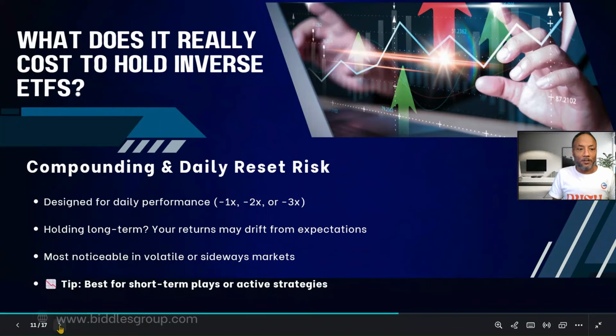So what does it really cost to hold inverse ETFs? Compounding and daily reset risk. They're designed for daily performance. So you can get 1 times performance, 2 times, or 3 times. They're not designed for holding long term. Your returns may drift from expectations, and I'll show you a chart where your returns will drift from expectations. Most noticeable in volatile or sideways markets. So we're definitely going to visit that as we look at the chart. This is best for short-term plays or active strategies.